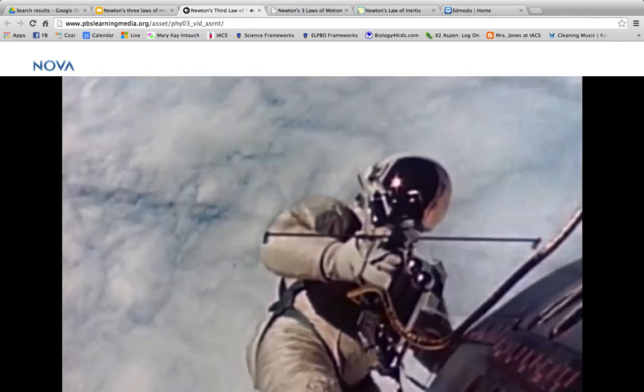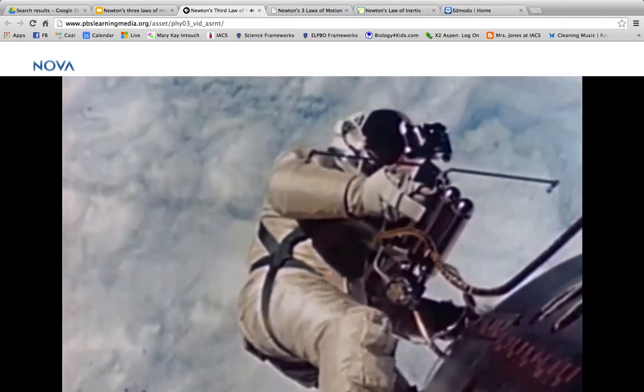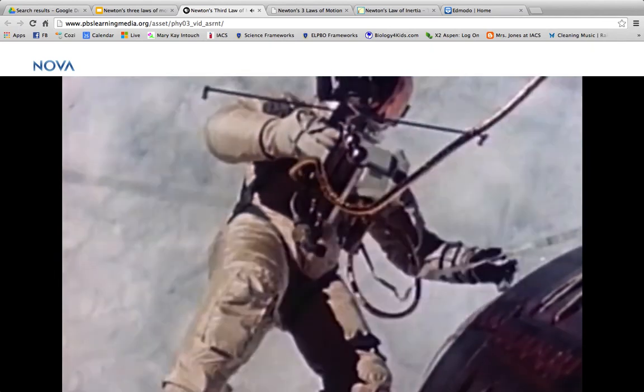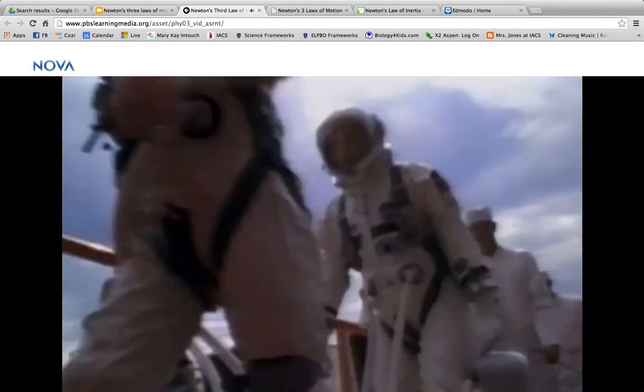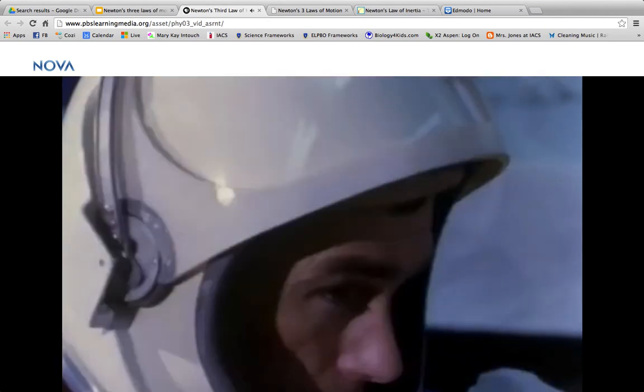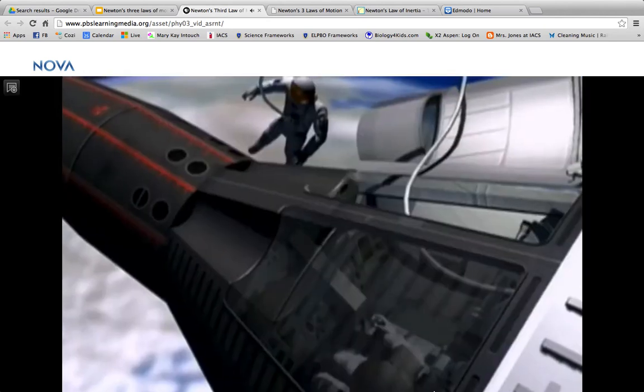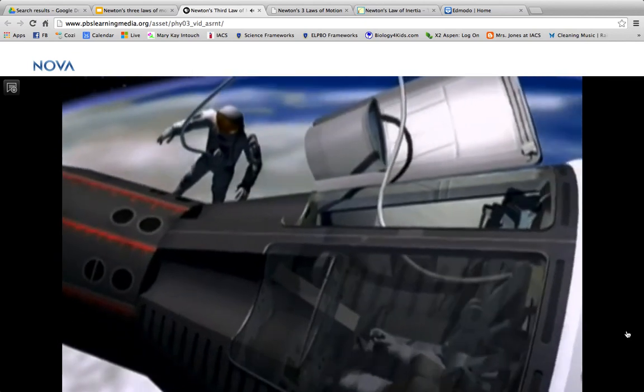He floated for 20 minutes and loved every bit of it. Floating around is fun and easy. The next American would have to do more than just float. Gene Cernan would try to find out if humans could do work in outer space.